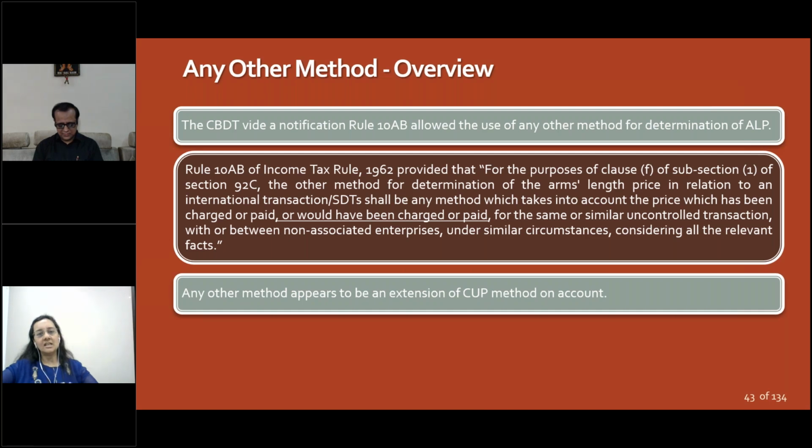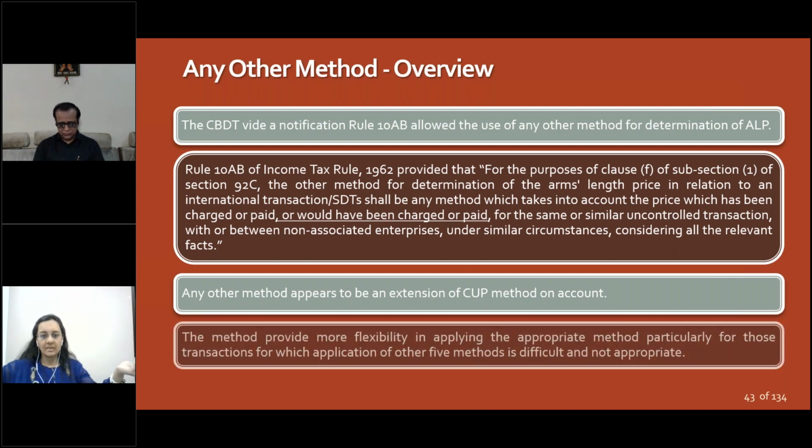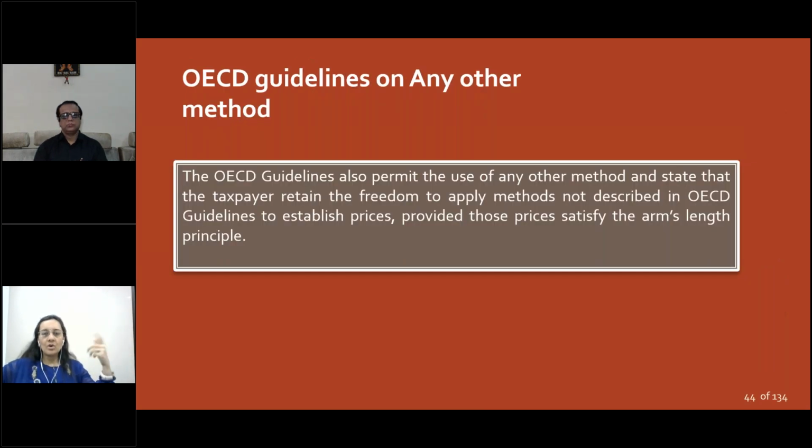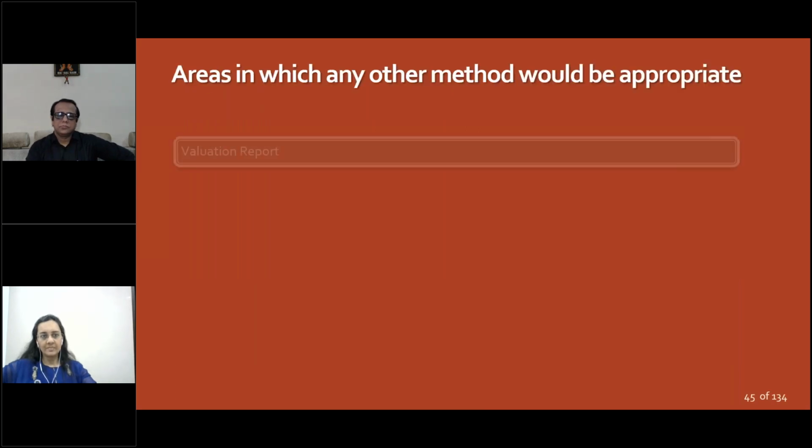So you needed a method allowing you to use a price that could have been charged. So that is the other method. It is the price that would have or could have been charged. This is what allows you flexibility, which was missing in CUP. OECD also permits this. It says that as long as you have the data to apply it and you can fulfill the arm's length criteria, we have no problem.